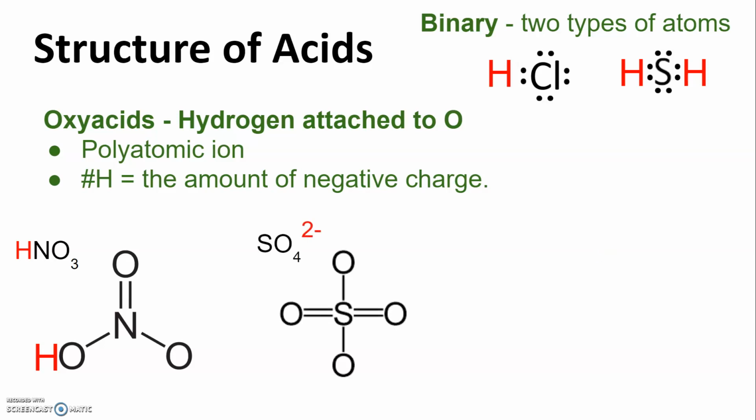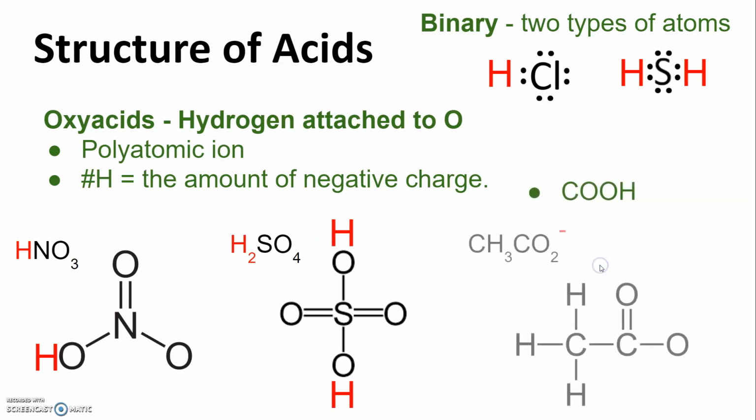For sulfate, it has a 2- charge. So how many protons should it have? It will have 2 of them. So the acid form will be H2SO4. And similarly, if we look at the COO group here, it has a -1 charge. So how many acidic protons or acidic hydrogens is it going to have? It will have 1 because that matches the number of charge.